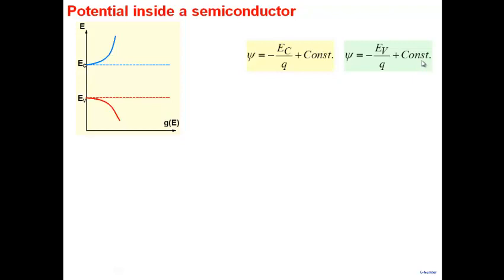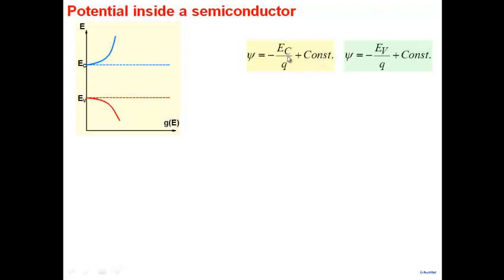Note that absolute value of potential is never important inside the semiconductor. To calculate current, what do I need? Electric field is the derivative, right? So these constants that you see here, they will never bother you. What will always matter is what is psi 2 minus psi 1. It's always the difference in potential which will be important for you, not the absolute value.